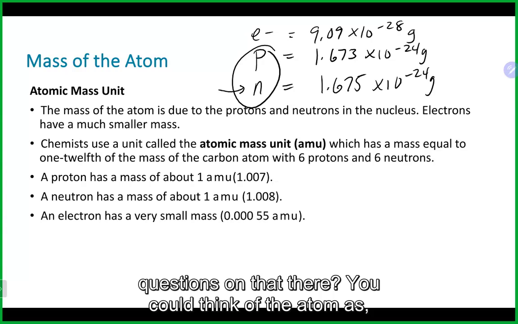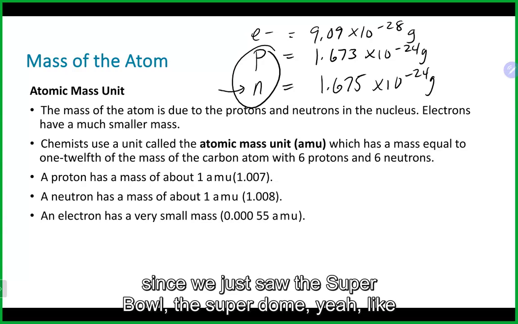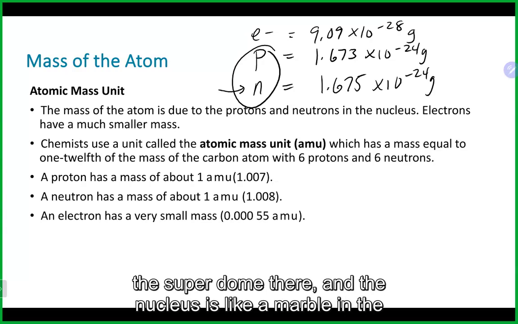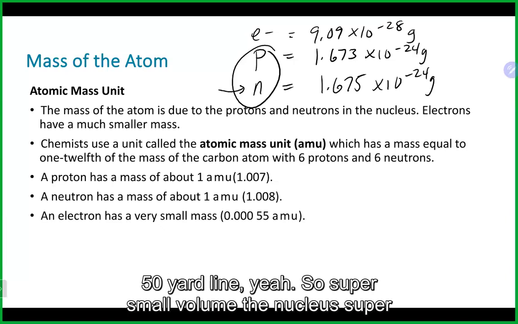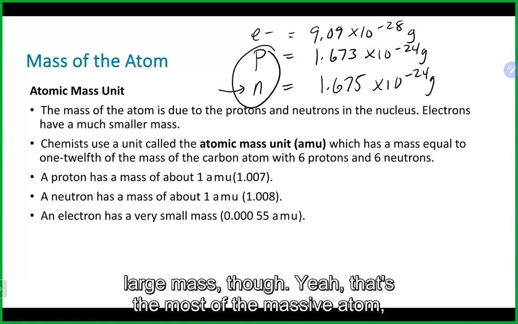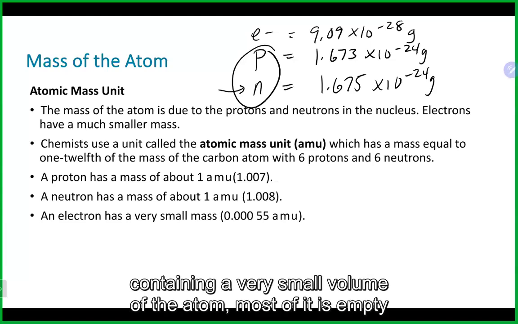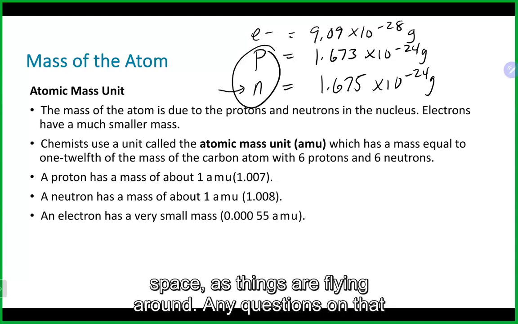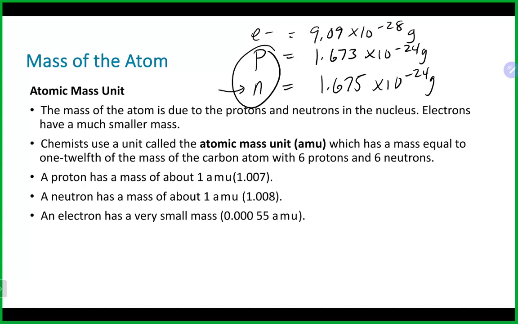You could think of the atom as, since we just saw the Super Bowl, the Superdome, and the nucleus is like a marble on the 50-yard line. So the nucleus has a super small volume, but a super large mass. It's most of the mass of the atom containing a very small volume of the atom. Most of it is empty space as things are flying around. Any questions on that there? Okay.